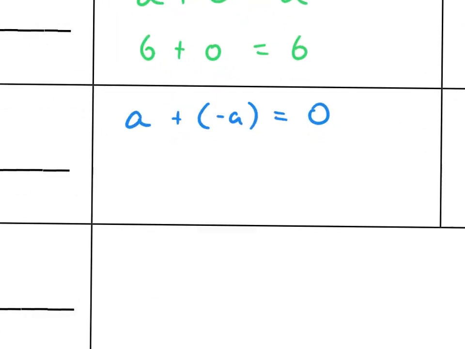By way of an example here, we don't need to get overly crazy, but what number do I add to 6 to get rid of it? A negative 6. In other words, another way to say this is that opposites add to 0. Opposites add to 0. Or let me say sum to 0. Opposites sum to 0.